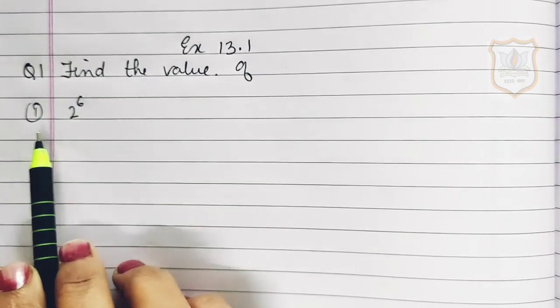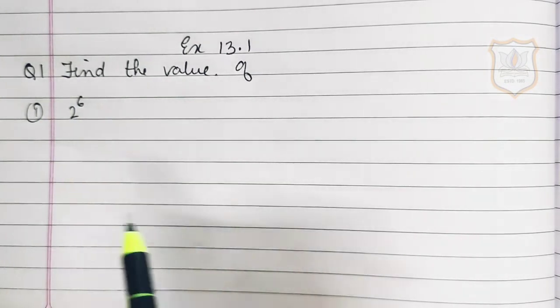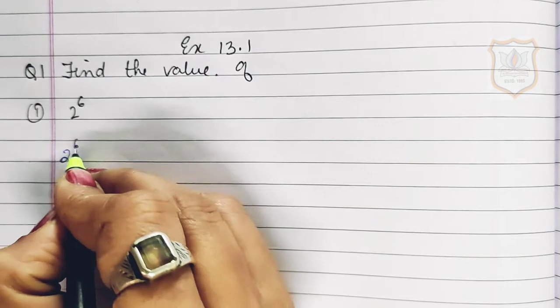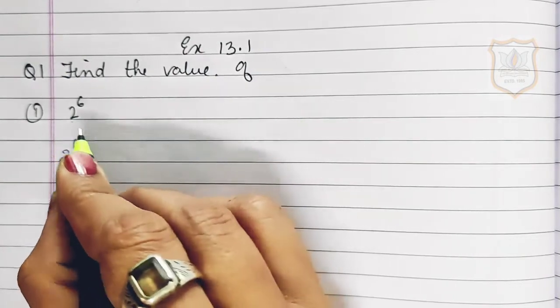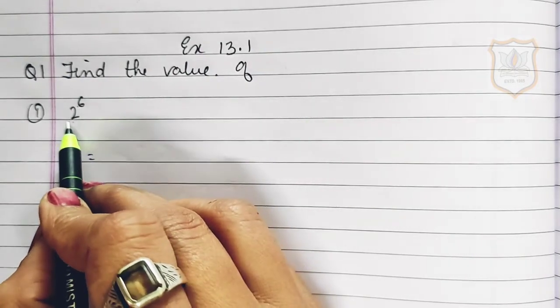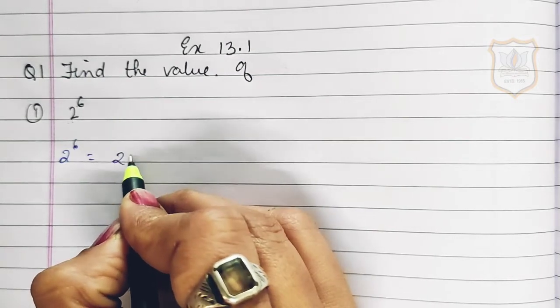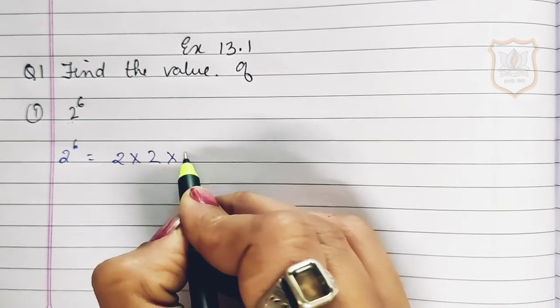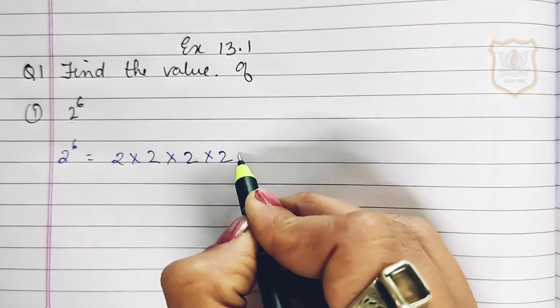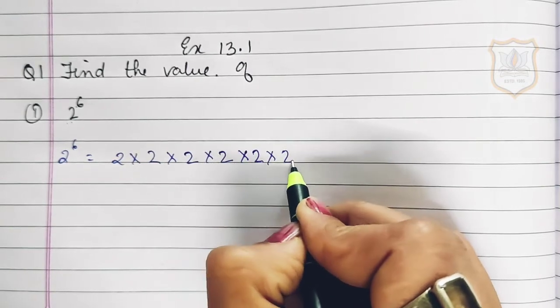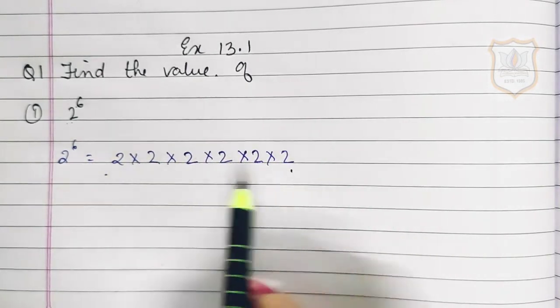Find the value of. First one is 2 raised to power 6. Means 2 raised to power 6 means we have to write 2 6 times. So here you will write 2 multiply by 2 multiply by 2 multiply by 2 multiply by 2 multiply by 2. इस तरह से आपको 6 times 2 लिखना है.